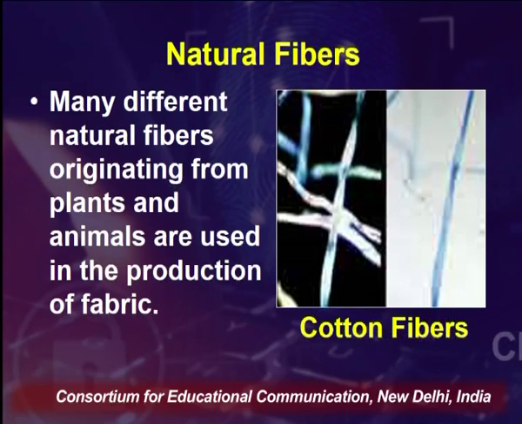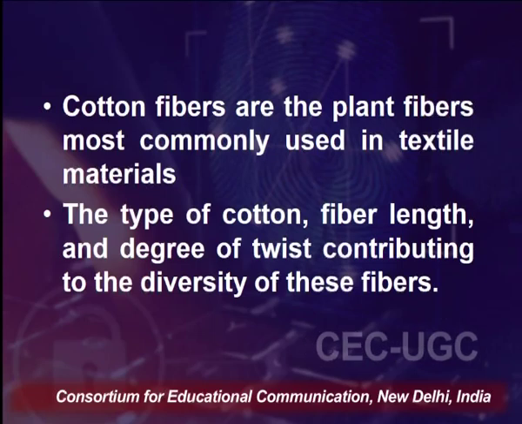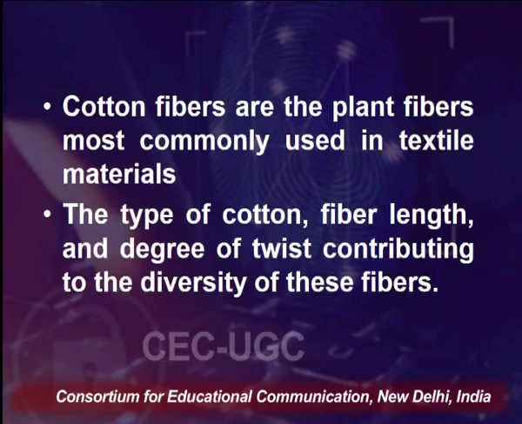As you can see in the picture, this is how a cotton fiber appears under a microscope. Similarly, we can look for other animal fibers also, or the synthetic fibers also, which have different shapes and appear differently under the microscope. Cotton fibers are the plant fibers which are most commonly used in textile materials. Here we can differentiate by the type of cotton, the fiber length and the degree of twist contributing to the diversity of these fibers.